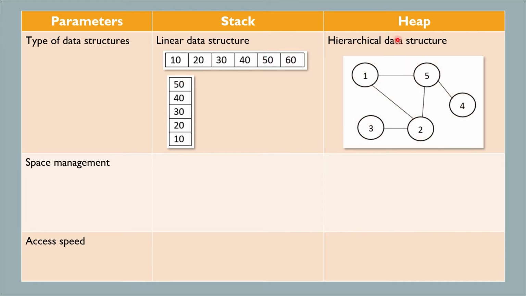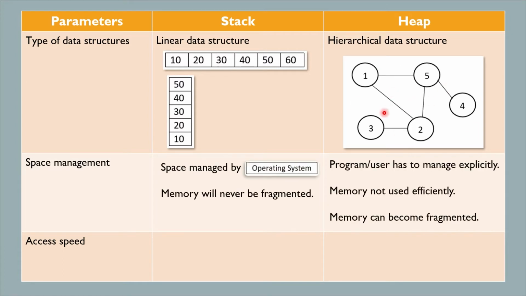As for heap, it's a hierarchical data structure. It is a type of data structure where data or information is stored and managed in a non-linear sequence. The data elements are arranged non-linearly and it supports multi-level storage of data. Examples are tree and graph. We'll go to the next difference.